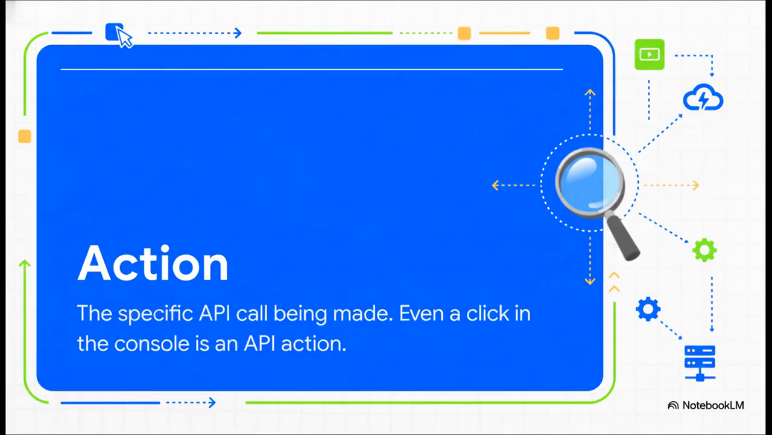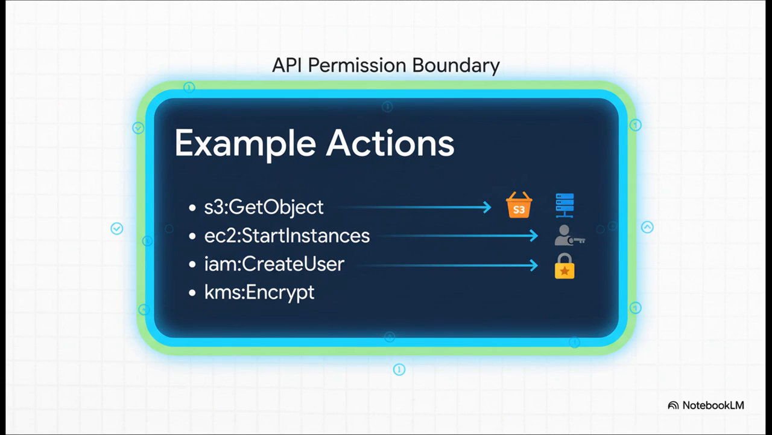Okay, pillar number 2, the action. This is the what. What is the principle trying to do? And here's something you've got to remember. Everything you do in AWS, even just clicking a button in the console, is an API call. It's all just an action under the hood. So you see actions like S3 get object or EC2 start instances.